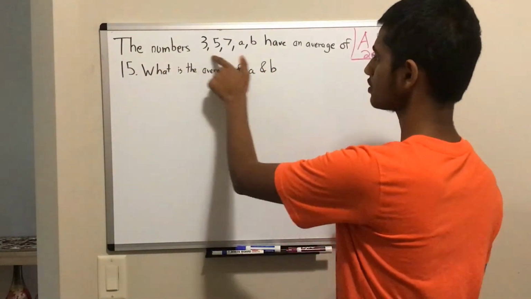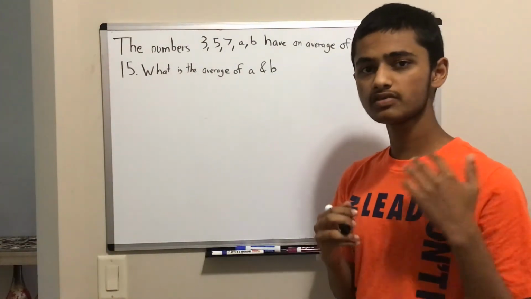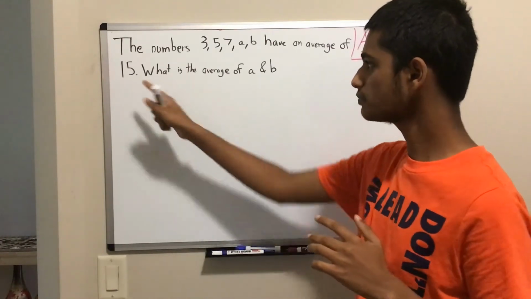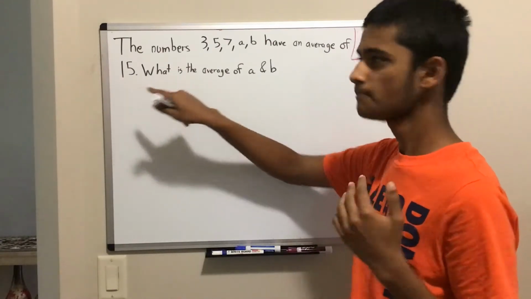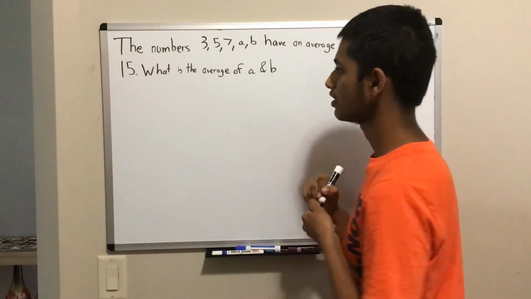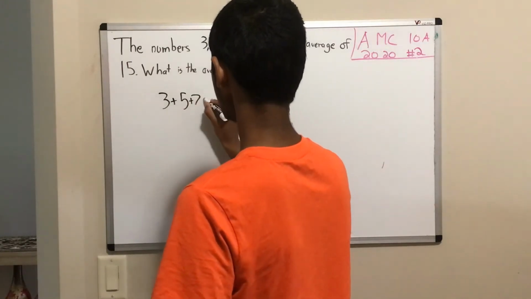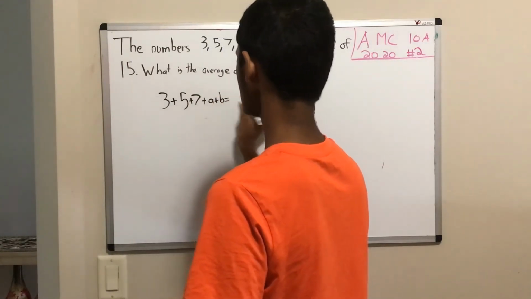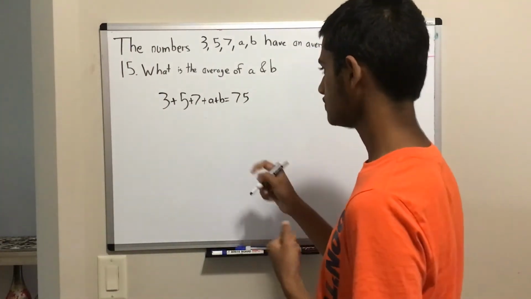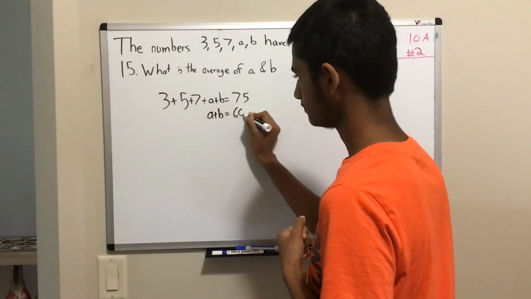Since we know that there are 5 terms and there's an average of 15, that means the sum of all these terms must be 75. The reason we know that is simply because it's 15, which is the average, times the number of terms, which is 5. So 15 times 5 is 75. So we can write this as 3 plus 5 plus 7 plus a plus b is equal to 75. And 3 plus 5 plus 7 is simply 15. That means a plus b is equal to 60.